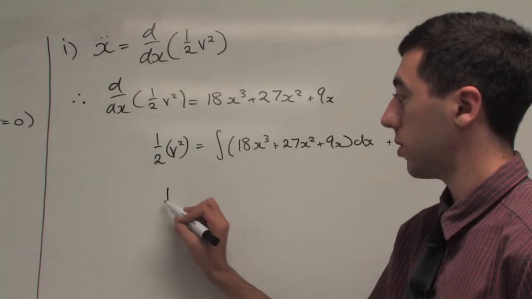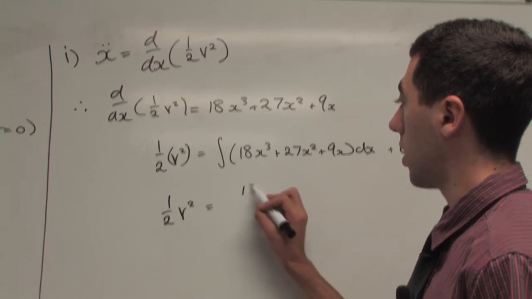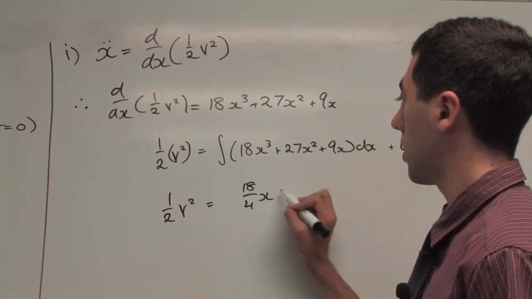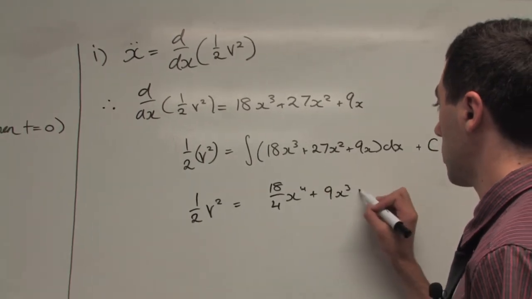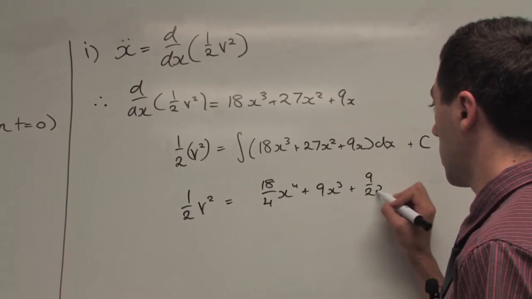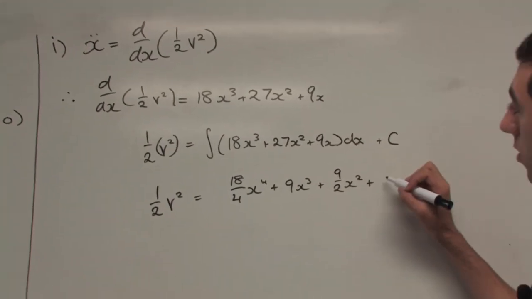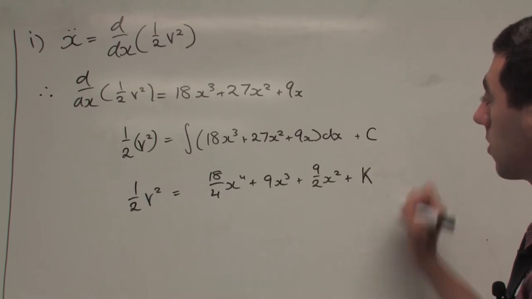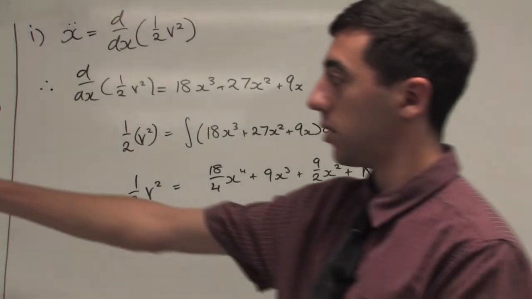Okay, so now the next step is to continue the integration. So now we're going to have 18 over 4 x to the 4 plus 9 x cubed plus 9 over 2 x squared plus, now we're going to introduce a new constant because there is also a constant here, so we'll call it k.